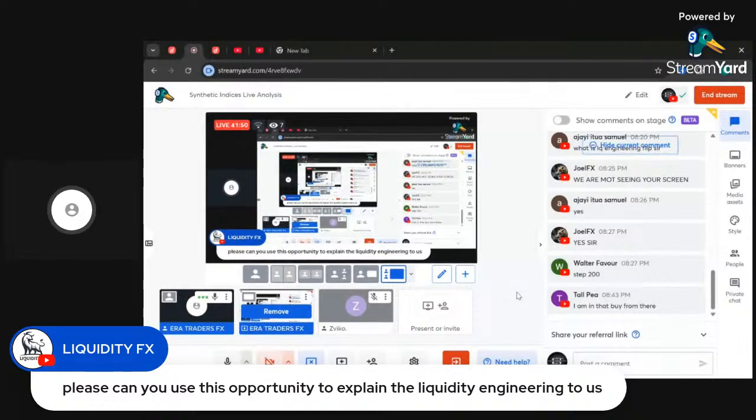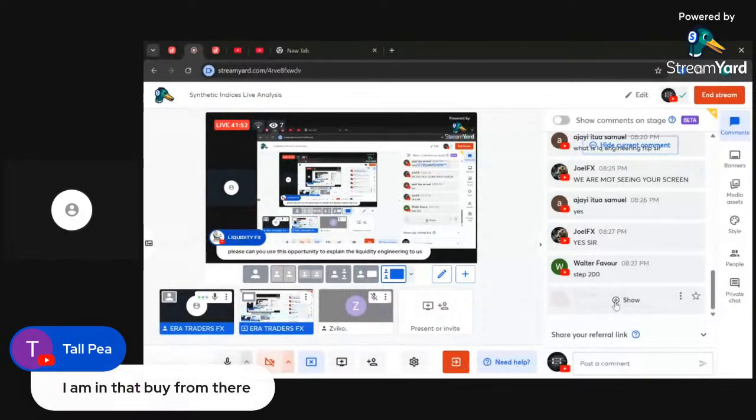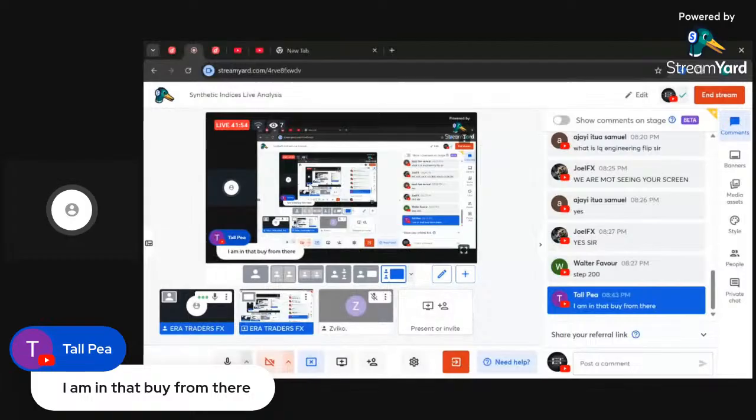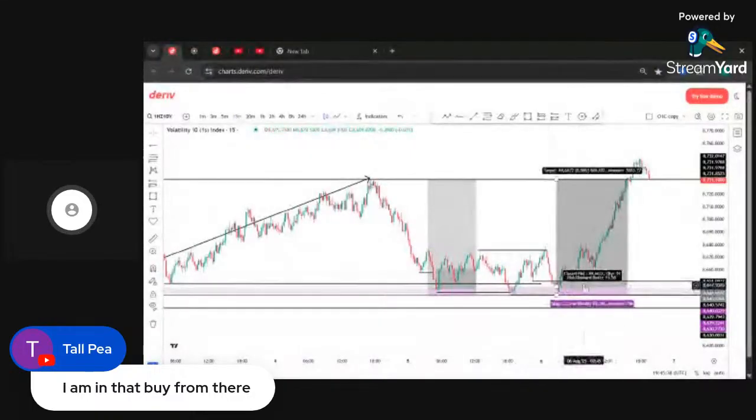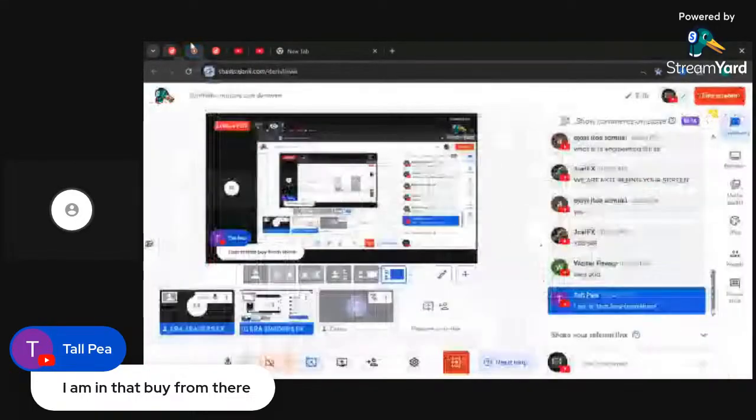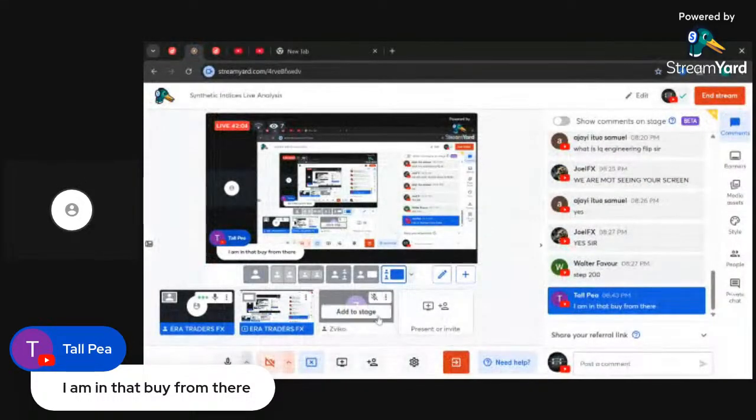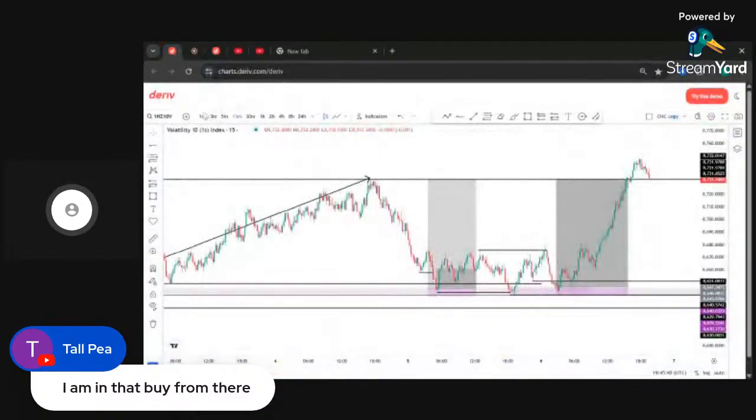I am in for that buy from there. What pair are you talking about? Toppy. Okay, from here, maybe from here, that's what you're talking about. That makes sense if that's the case. Any other pair for quality day?